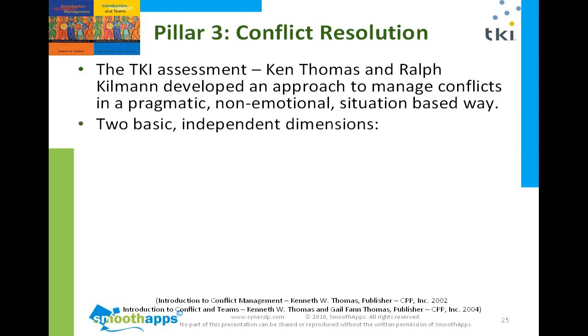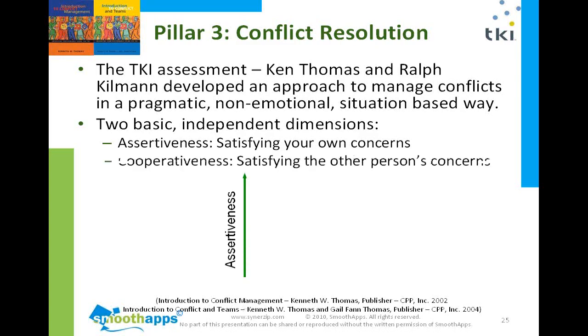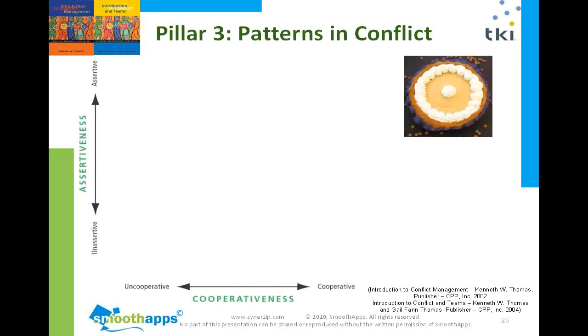So the TKI gives us two independent dimensions of managing conflict. The first is assertiveness. How hard am I going to try to satisfy my concern? And the second is cooperativeness. How will I satisfy the other person's concern? So based on these two axes, you get 5 styles of conflict resolution. So let me illustrate this using an example. Let's say what the conflict is about is who gets to eat this pie.